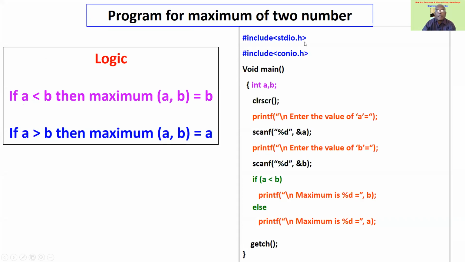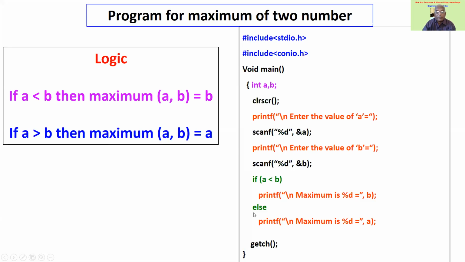So let us see. Hash include stdio.h, conio.h, void main. Now here I want to take two numbers, a and b, int a, b, clrscr. Printf enter the value of a through keyboard, integral value. Printf enter the value of b, integral value. So this is the data entry part.